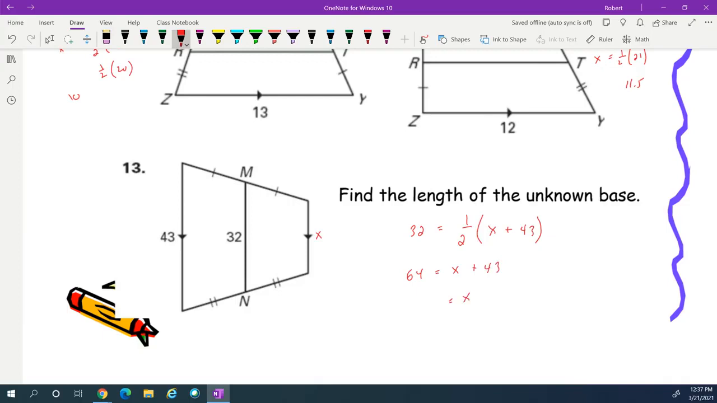And now we're going to do 64 minus 43 for 21. We should always double check our answer and make sure it makes sense. We're going from 43 down to 32 down to 21. The numbers are getting smaller as we go. Of course, we could look at it from the other direction. We could also say from 43 to 32, it went down 11. So from 32 to 21, again, it went down 11. So we can make sure that our answers are reasonable.